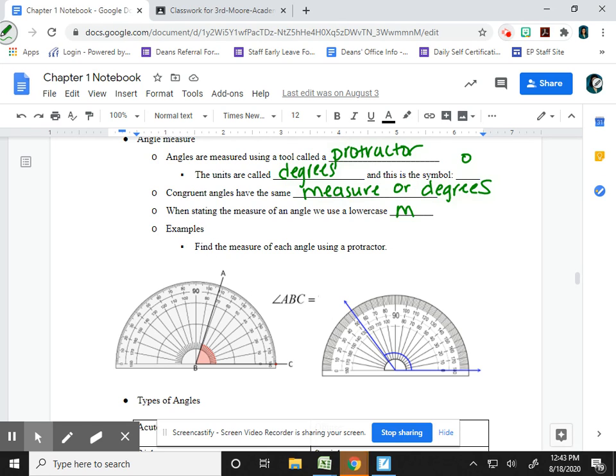All right, so we want to find the measure of these. You need to remember that here's where we're starting at. Here's the 0, and then it goes 10, 20, 30, 40, 50, 60, 70. Well, we're just a little bit past that 70, so we'll say that's 71. So the measure of ABC is 71 degrees.